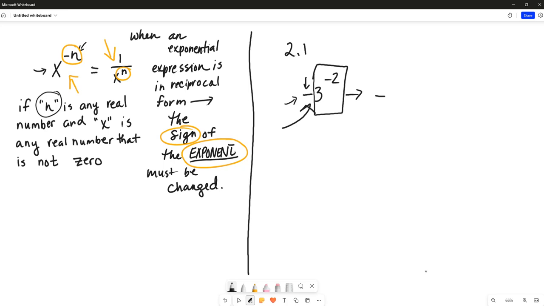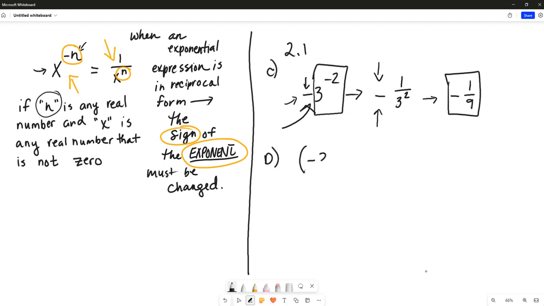So the reciprocal of 3 raised to the negative second power is 1 over 3 to the positive 2. Now you notice that I bring my negative along with me. So this means the opposite of whatever this is. Okay, so 1 over 3 raised to the second power is 1/9. So the simplification of this is a negative 1/9. Okay, let's try another one.